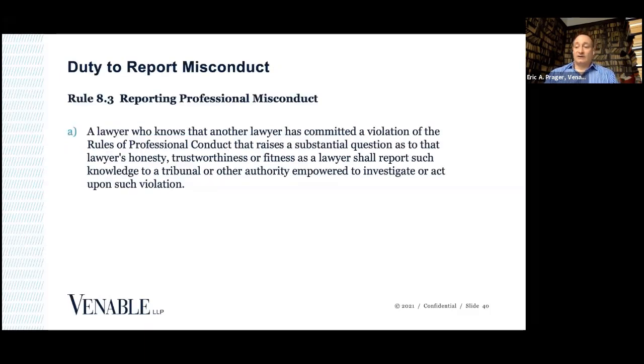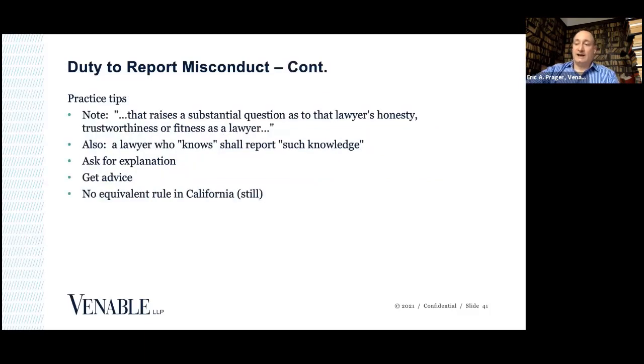And then finally, this is our last rule, and then after we talk about this, I'll take a look at the remaining questions and field any additional questions that you all have. Rule 8.3, the reporting of professional misconduct. Rule 8.3 says, a lawyer who knows another lawyer has committed a violation of the rules of professional conduct that raises a substantial question as to that lawyer's honesty, trustworthiness, or fitness as a lawyer, shall report such knowledge to a tribunal or other authority empowered to investigate or act upon such violation. So a duty to rat out your professional colleagues.